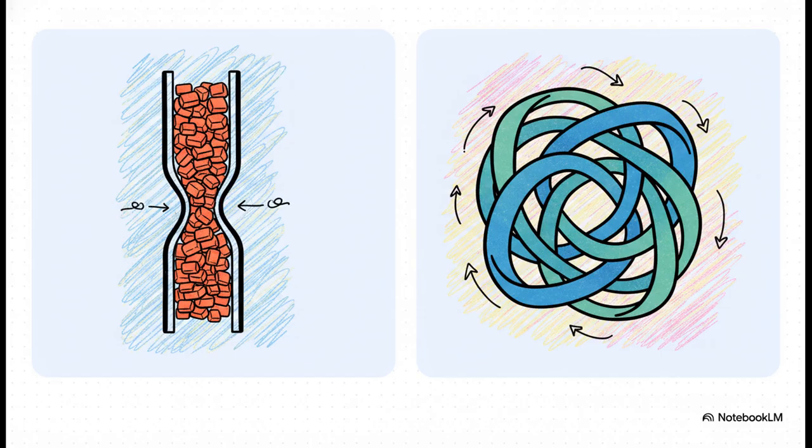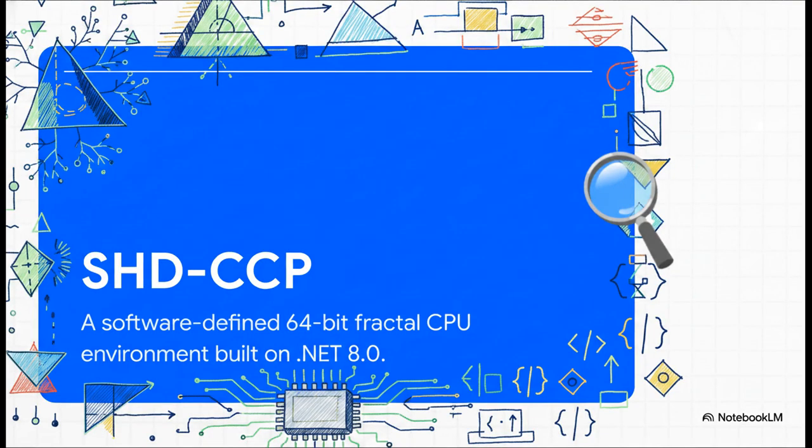Now, on the flip side, we have the fractal processor. This architecture abandons the straight line entirely. Instead of brute forcing data through that single congested highway, it relies on geometric computing to achieve infinite scaling. By mathematically folding data into topological knots, the processor can skip the highway altogether, allowing for calculations that would instantly bottleneck a traditional system.